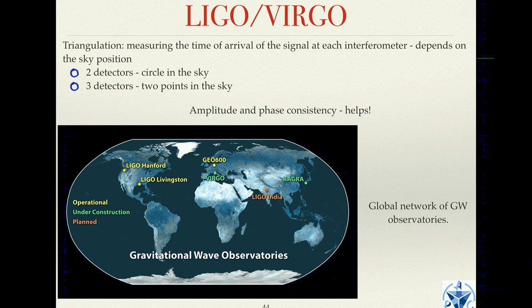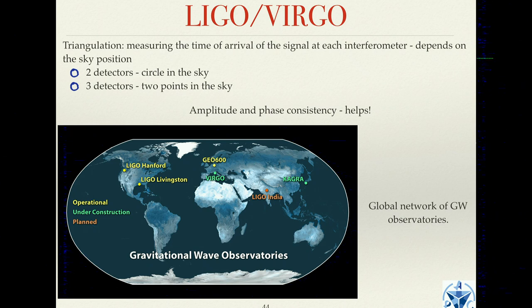But you need three or more detectors in order to start seeing where the source is on the sky. And that's actually true for binary neutron stars. It was really lucky that Virgo was online and had decent sensitivity at that point, because they had a lot of hardware problems. And this actually allowed us to quite well localize the source on the sky.